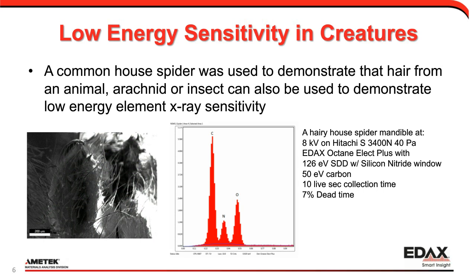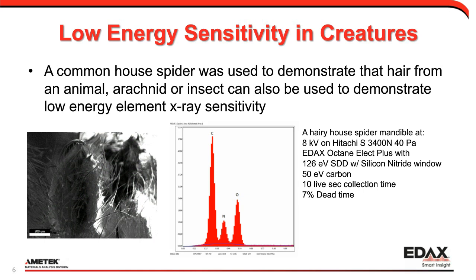We've also used our silicon nitride detector, which is our Octane Elect Plus, and we have a nice resolution with also a nice 50 eV carbon resolution, which helps give us those low energy peak separation. And again, very quick with a low 7% dead time and a quick 10 live second collection time.